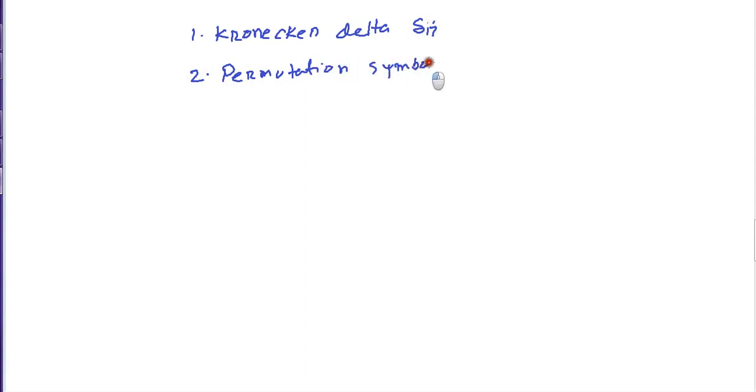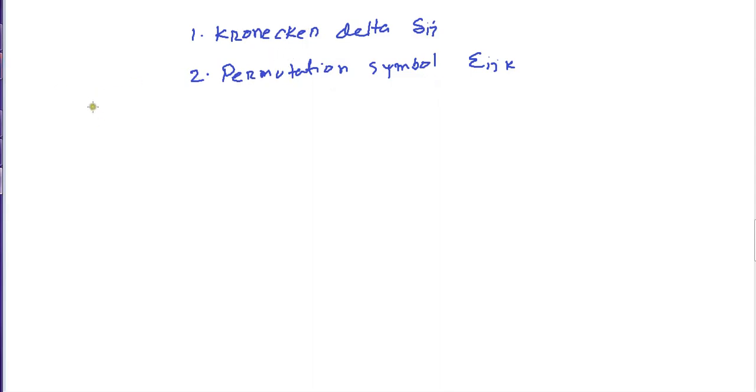So in this lecture, I'm going to teach you about two important terms that would be really helpful for your understanding. Number one is Kronecker delta, K-R-O-N-E-C-K-E-R, Kronecker delta, expressed as delta ij. And another term is the permutation symbol, which is expressed by epsilon ijk. In this lecture, I'm going to make you understand what the Kronecker delta is and what the permutation symbol is. Okay, so let's get started with Kronecker delta.